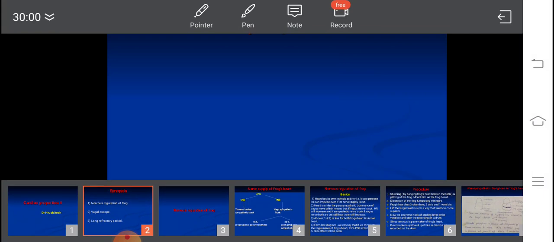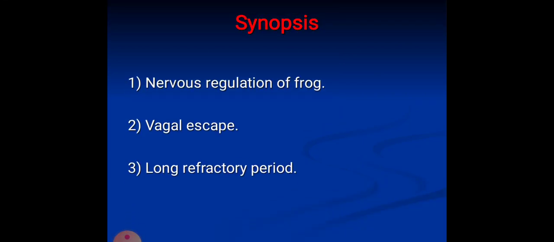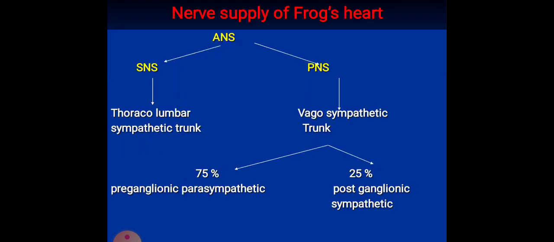So what are the three things which are seen in cardiac properties 2? Nervous regulation of frog heart, vagal escape, and long refractory period. We are going to study these three things. Nervous regulation of frog heart: the nerve supply of frog's heart. This topic is explained very briefly in the journal, so it's very difficult to understand. So we are going to elaborate the topic and make it a little more detailed.